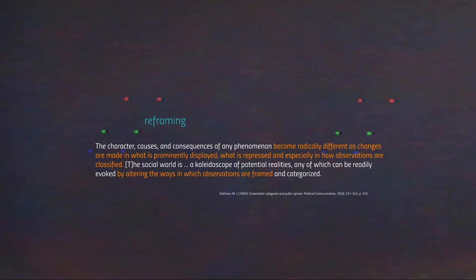The social world is a kaleidoscope of potential realities, any of which can be readily evoked by altering the ways in which observations are framed and categorized, right? So a reality which is invisible because it's so pervasive can be changed by altering the way in which observations are framed, right?